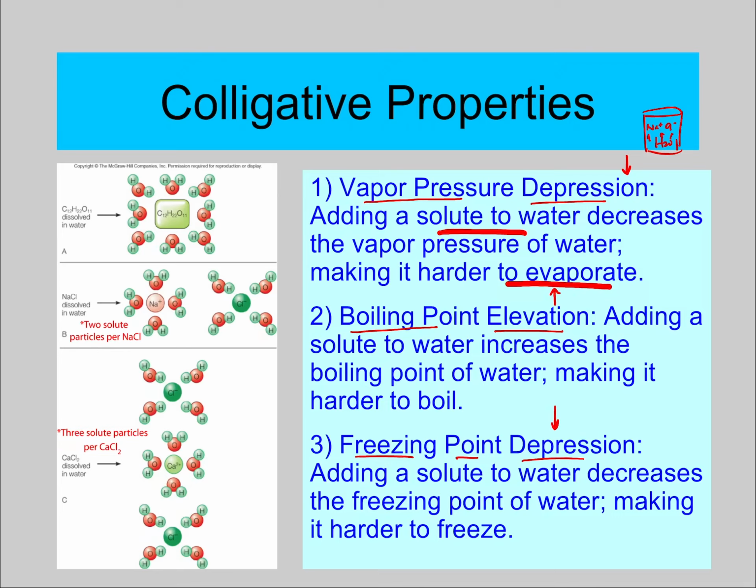And so that's kind of what a solute does to the water. It doesn't allow it to pass through to be evaporated. Boiling point elevation is kind of the same trend. Adding a solute to water increases the boiling point of water, making it harder to boil. So the water doesn't boil at 100 degrees Celsius anymore. It's going to be elevated based on the amount of salt that you add or what kind of salt you add. So it makes it harder to boil.